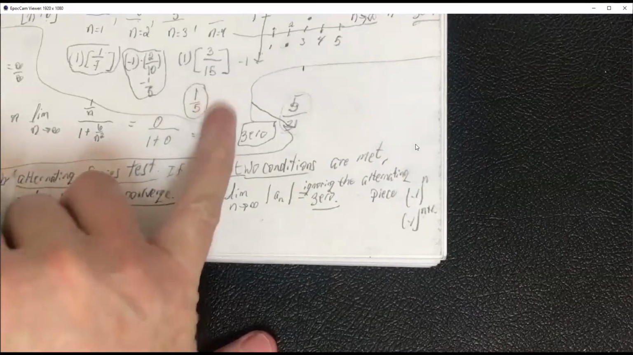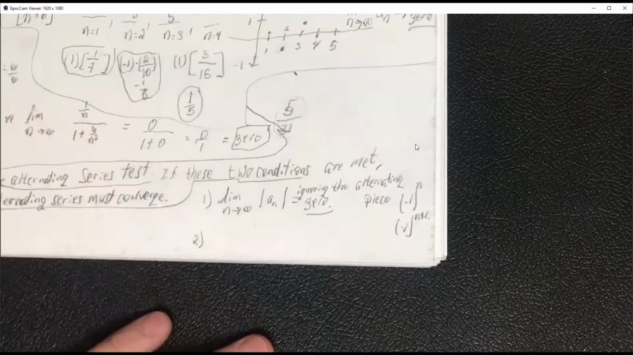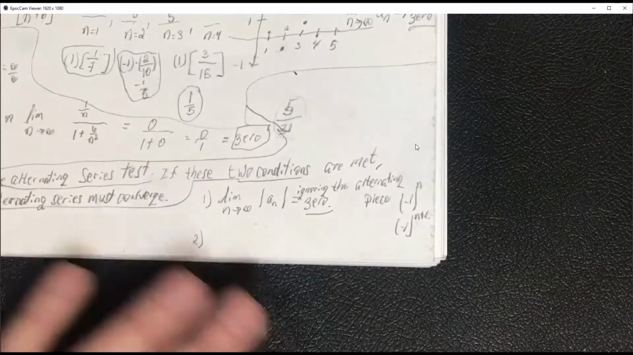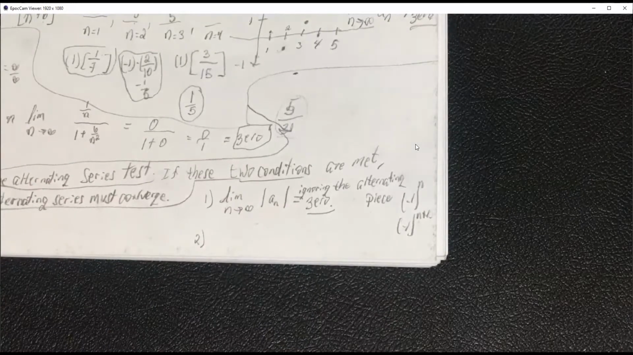And we would have already done that. Because what happens if we don't get 0? Well, then we're done. And we never even will need to get to the alternating series test, because then we'll be done by the nth term test for divergence. Does that make sense, guys?